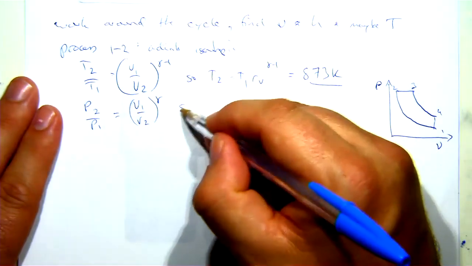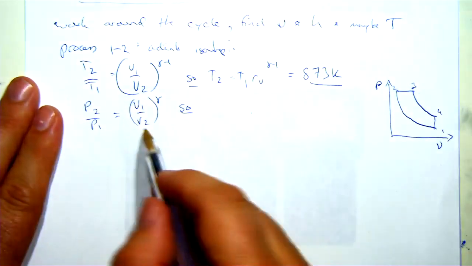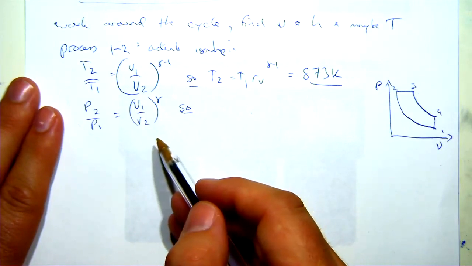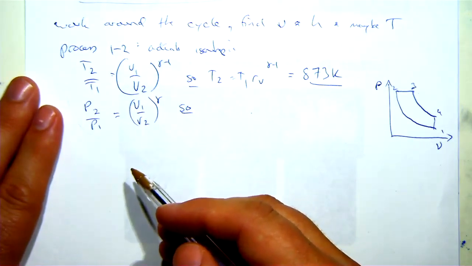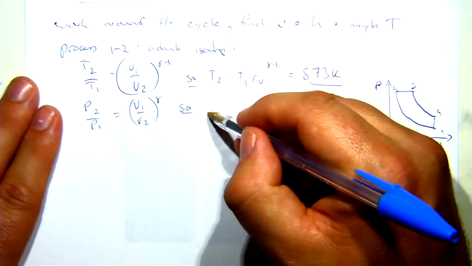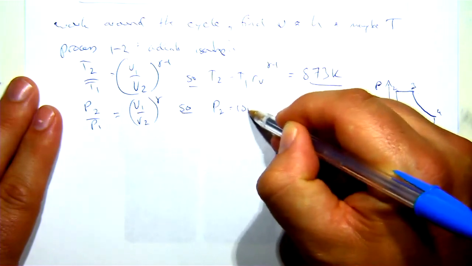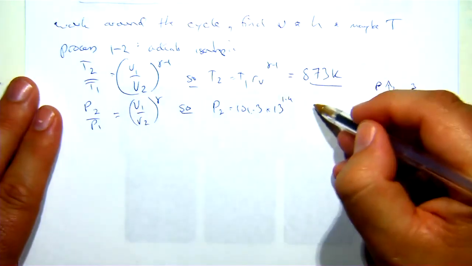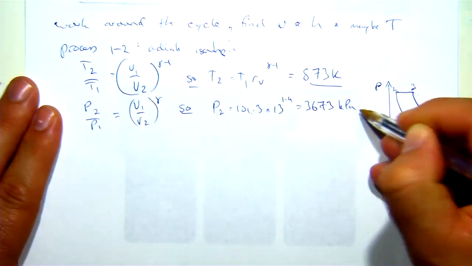If you've already looked at the equation sheets that get handed out, I give you these. So don't freak out about trying to remember them. It's nice if you can remember them, it saves you a lot of time. But knowing which one to use when is important. So P2 equals 101.3 times 13 to the 1.4 equals 3673 kilopascals.